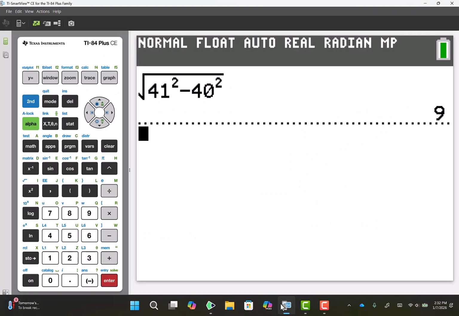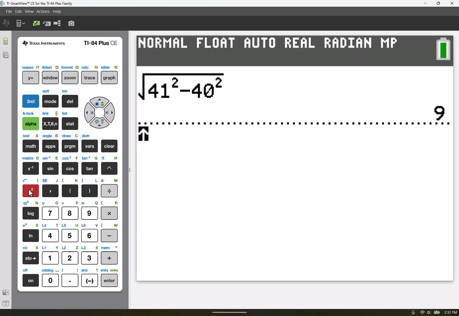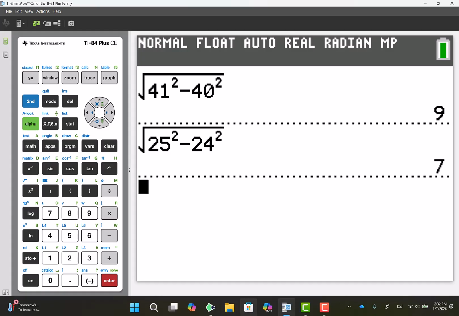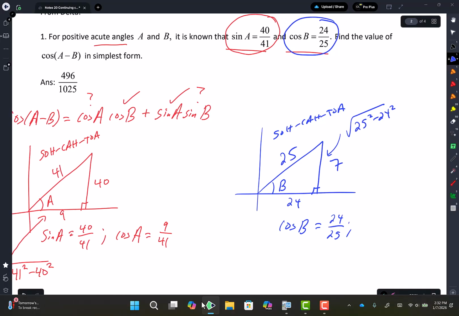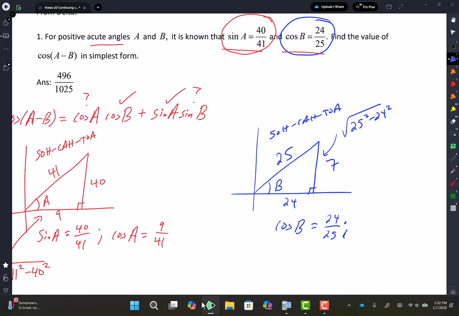Come back with my little calculator. 25 squared minus 24 squared. And voila, 7. So this is 7. Now that I know that's 7, I can figure out what sine B is. Sine B is opposite over hypotenuse, 7 over 25.